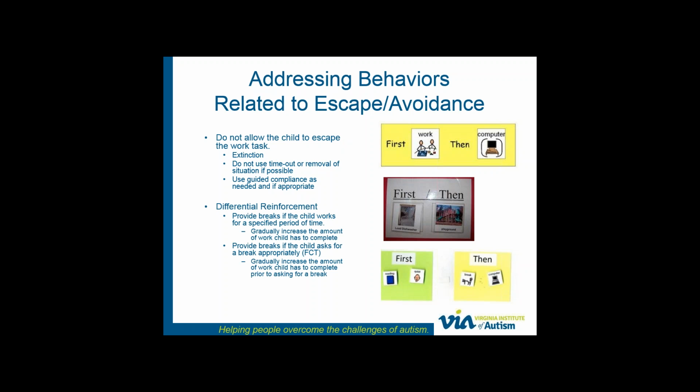And what differential reinforcement looks like here is that instead of adding something to their environment, you provide breaks, right? So, okay, you do a little bit for me, and then you can have a break. And then you gradually increase the amount of work the child has to complete. Another really good intervention is functional communication training, where you're providing the breaks when they ask for them. So, okay, I want a break. Okay, sure, you can go have a break.